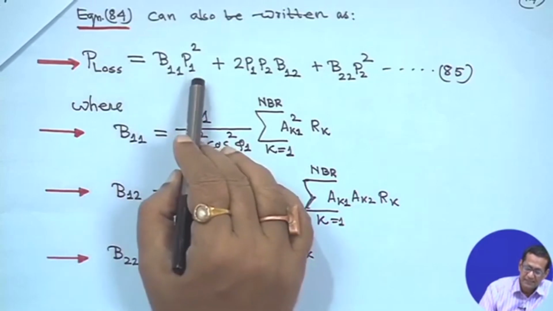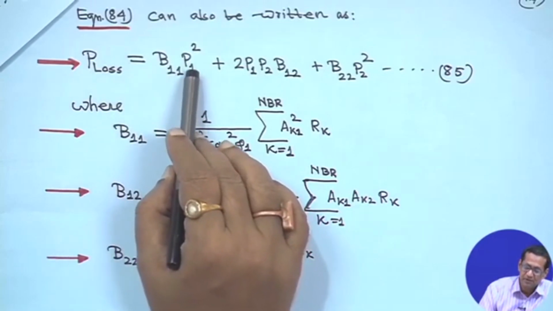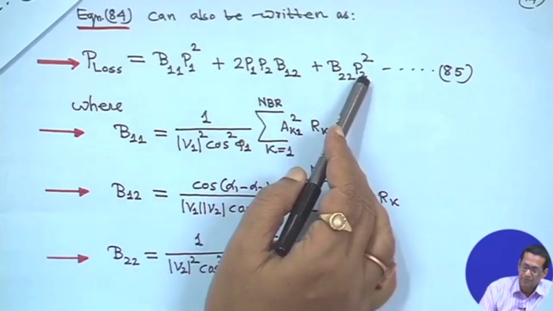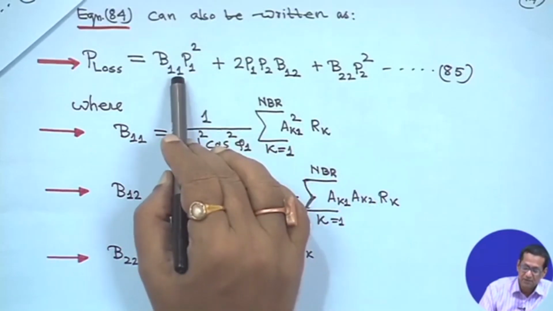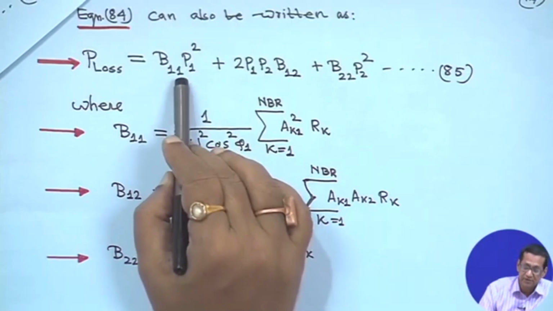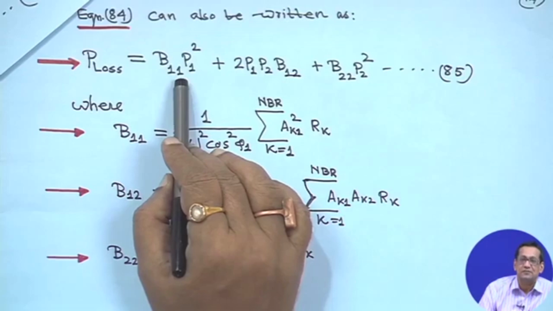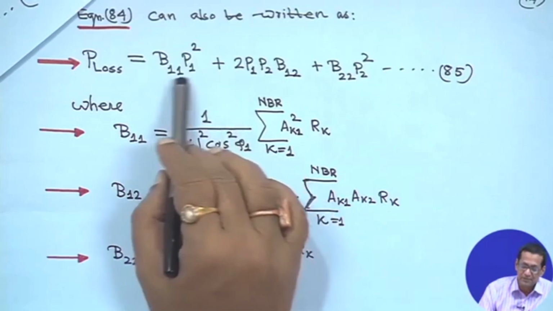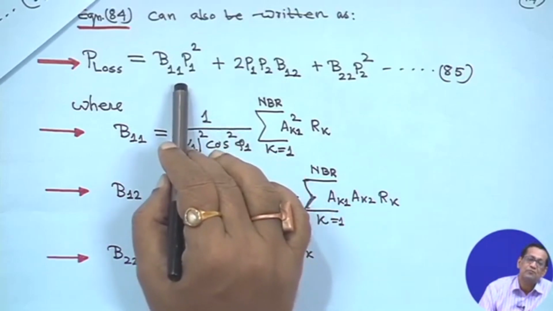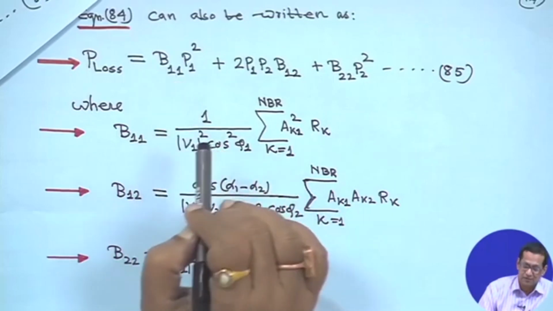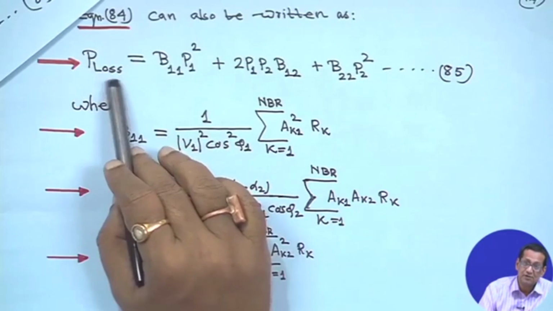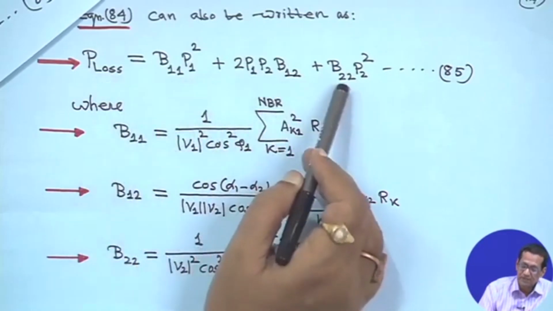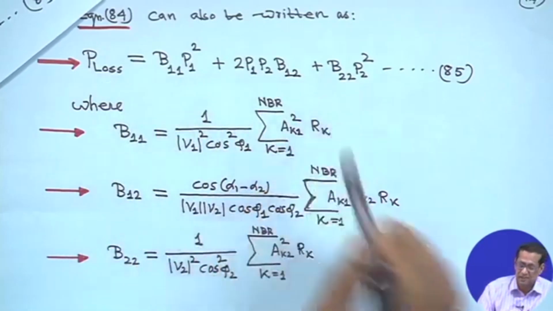But in this case, P1 square or P1 P2, P2 square, it is becoming megawatt square, right. That means, what will be the dimension of B11? It will be megawatt inverse, right. That means whatever, suppose it is given 0.2, that means 0.2 megawatt inverse, right. So, that is why, because it is square, it is megawatt square, P loss is megawatt. So the dimension of B is megawatt inverse, right.